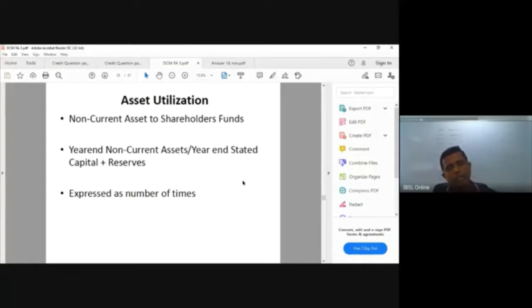This is compared to equity capital. What is our non-current assets?